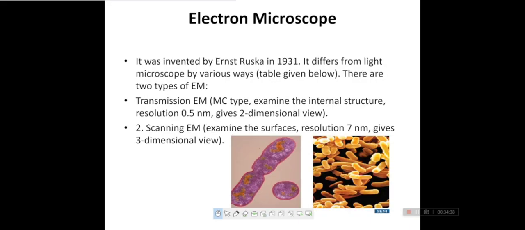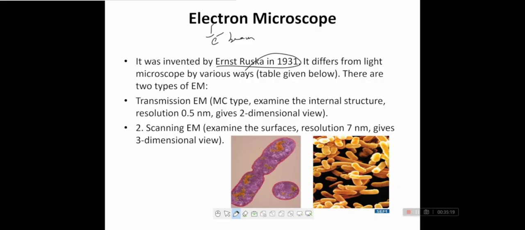Now next is the electron microscope. In the electron microscope, from the name it is clear, electron beams are used. It was invented by Ernst Ruska in 1931. It differs from the light microscope in various ways. There are two types of electron microscopy: transmission electron microscopy and scanning electron microscopy. Transmission electron microscopy is used to examine the internal structure, and scanning electron microscopy is used to examine the surface.